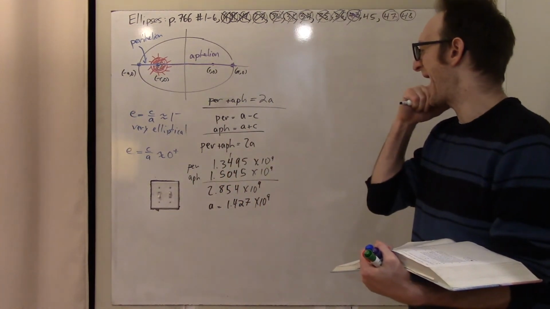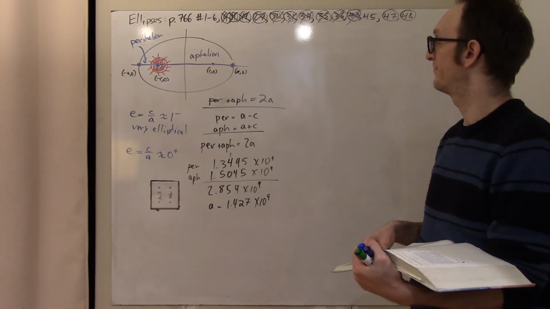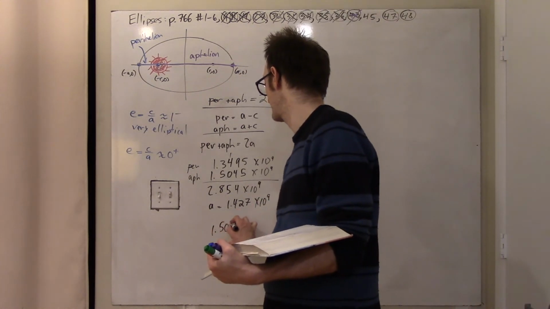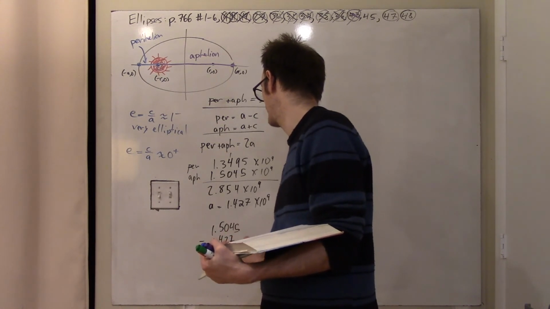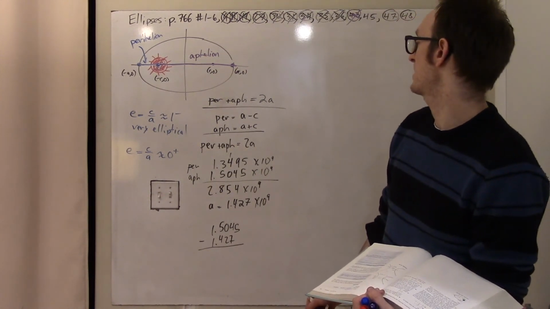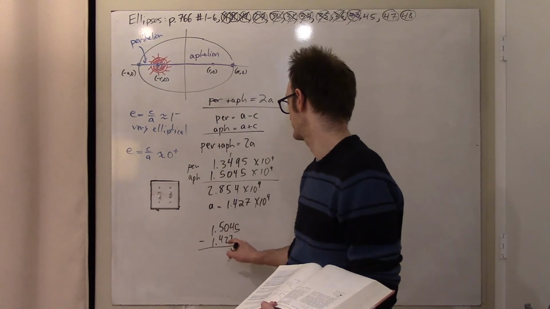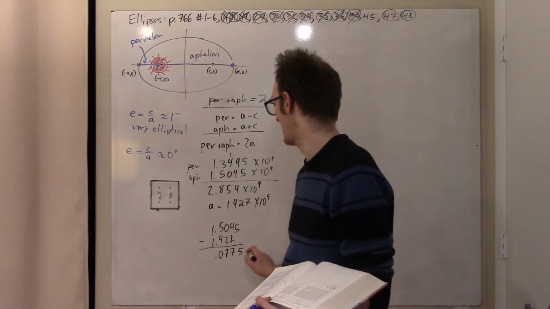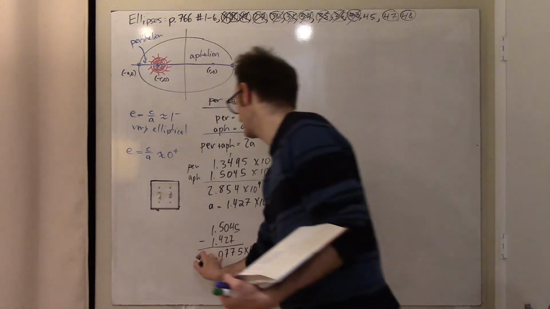Once I know a, I can just subtract a from the aphelion to get c. So I just do 1.5045 minus 1.427, and that should give me c, right? Am I doing this right? I'm kind of doubting myself for a second, but I think it's good. So what do I get? This kind of sucks. 9 minus 2, 7. So 0.0775 times 10 to the 9th is my answer for c, if I'm doing all this math right.